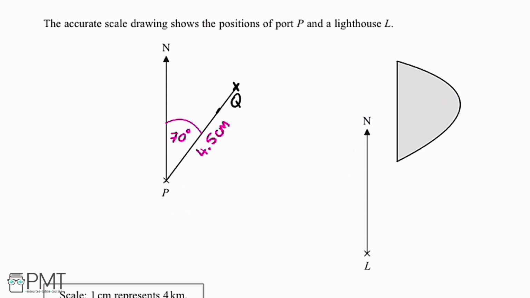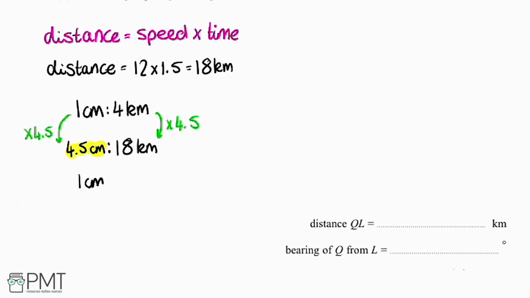Now the question says we need the distance from port Q to lighthouse L, so we're going to take a measurement from Q to L. Again, you could do this accurately in an exam on paper, using a ruler to measure this. You should get roughly 5.5 centimetres. So going back down here, because 1 centimetre is 4 kilometres, like we did before, we multiply by 5.5 this time for our 5.5 centimetres. If we do the same to the kilometres, we multiply by 5.5, and that gives us 22 kilometres.